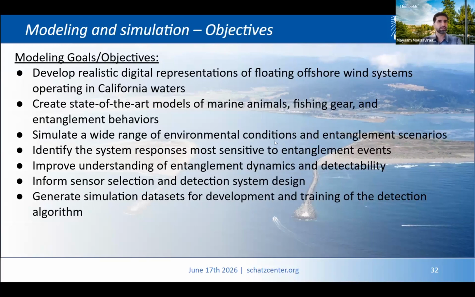So there are many objectives listed here on this slide, but I would group them into 3 main purposes. First, we needed a representative baseline model of a floating offshore wind system in California conditions. Second, we needed realistic representations of the possible entanglements, including animals, fishing gear, depth of entanglement, behaviors of animal entanglement, and attachment conditions. Third, we needed simulation outputs that could identify the most informative variables and generate data for the detection algorithm.